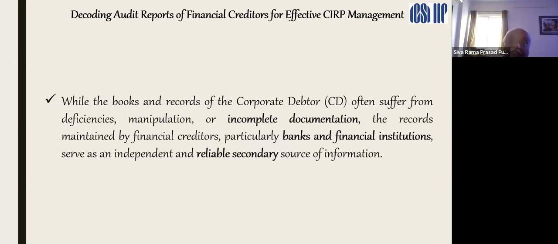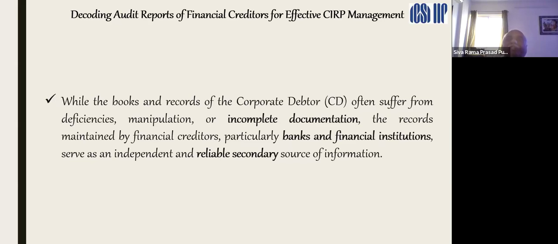While the books and records of the corporate debtor often suffer from deficiency, partial or incomplete data, not full data, there is also manipulation. Some of the data files are manipulated by the corporate debtor. How do you know? Once a second repository of data is available with the financial creditor, you can compare. And incomplete documentation. The records maintained by the financial creditor, particularly banks and financial institutions, serve as an independent, reliable, secondary source of information.